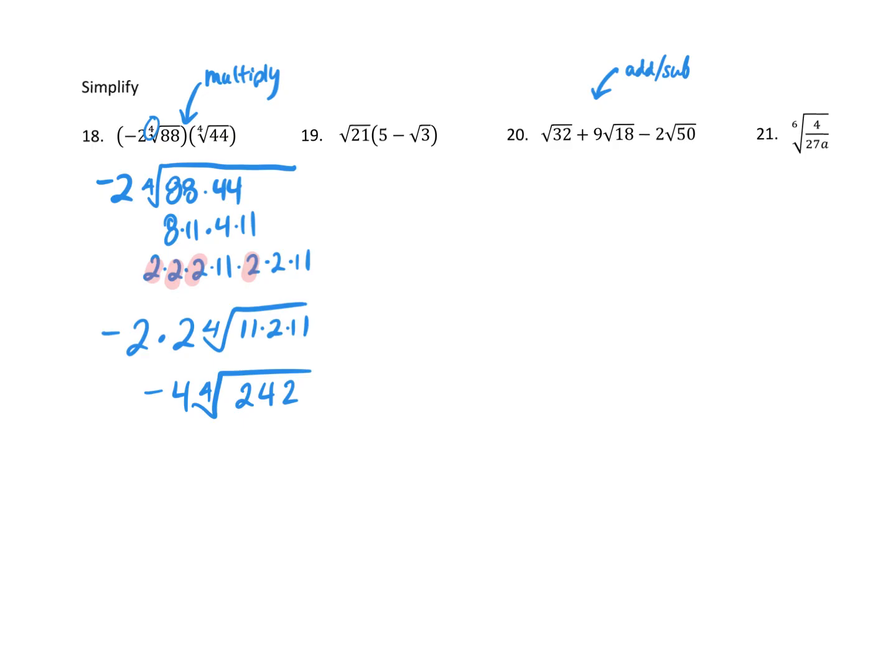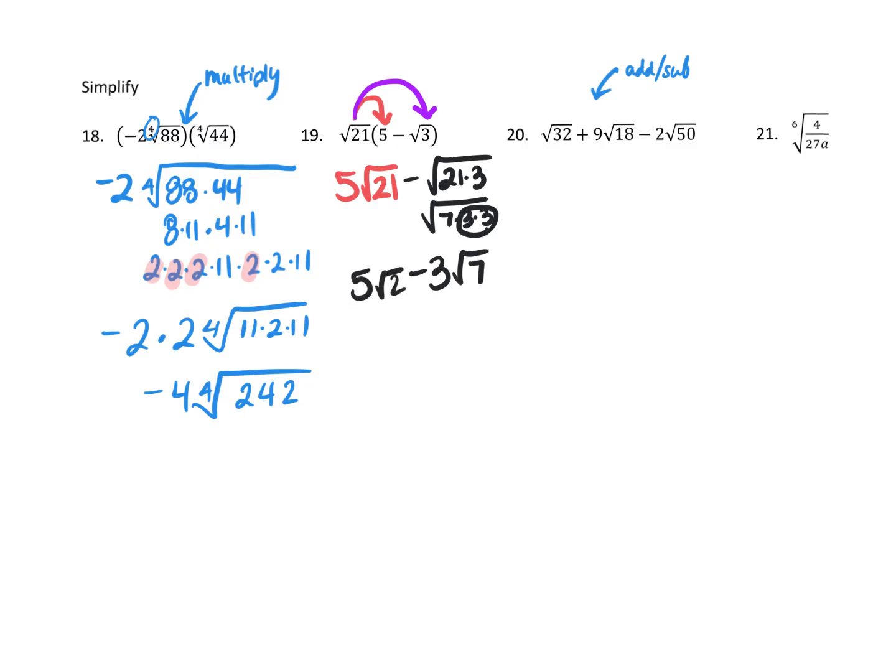Number 19 is multiplying with the distributive property. So we're going to multiply square root of 21 times 5. 5 square root 21. Minus the square root of 21 times 3. We need to check to see if that's simplifiable. 7 times 3 is 21 times 3, so we have a pair. So that's 3 square root 7. And 5 square root 21 minus 3 square root 7. Those don't have the same number under the square root, so I can't add them together.